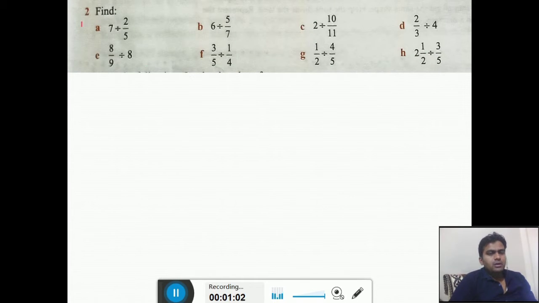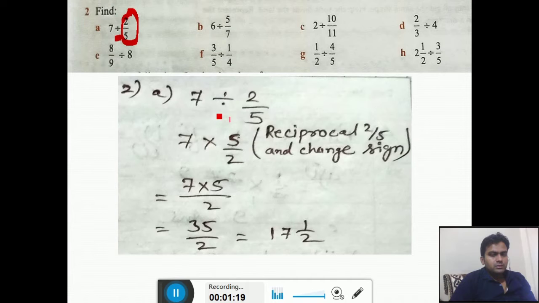Next, question A. Find 7 divided by 2 upon 5. Now the second term we will take the reciprocal of, and the divide sign will change into multiply. So 7, the divide sign changes into multiply, and the number 2 upon 5 is reciprocated and becomes 5 upon 2. Now as we have seen how to multiply a whole number with a fraction, the same rule we will apply here.